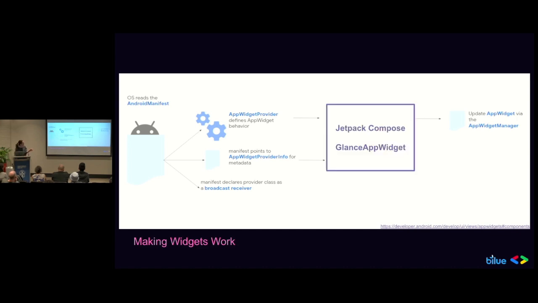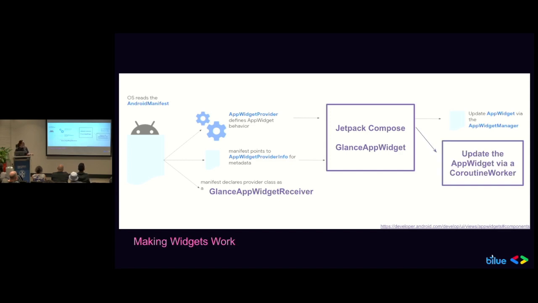So in my little diagram here, we're going to talk about the Android manifest. We've got these little bits in the middle here, app widget provider. That's what we're going to use. I've replaced my UI by Jetpack Compose and Glance app widget. I'm going to use a Glance app widget receiver instead of the old broadcast receiver. So we can move through this. And then we're going to talk about updating a little bit later as well.